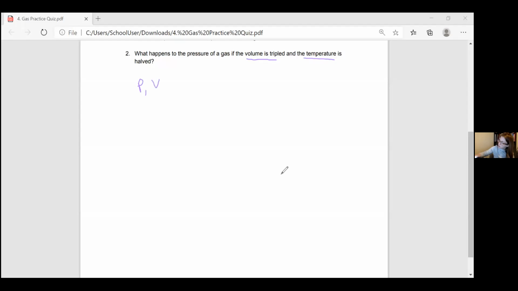We're going to use P1 V1 over T1. And we always set the left-hand side equal to 1. We say, let's assume the pressure started at 1, the volume started at 1, and the temperature started at 1. That's the easiest way to see how a number will change. It's always going to be multiplying by whatever the answer is.